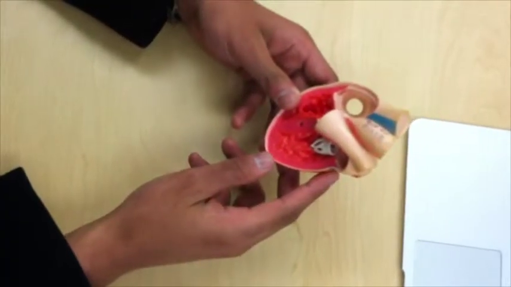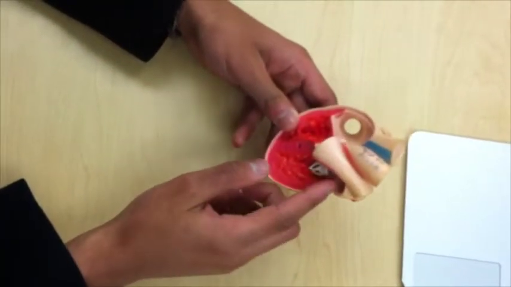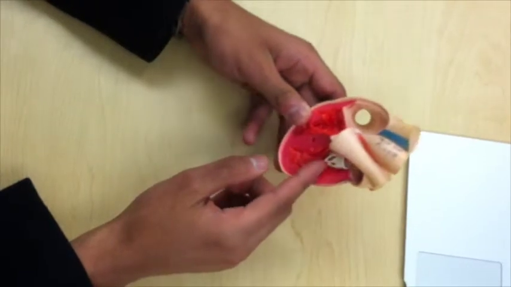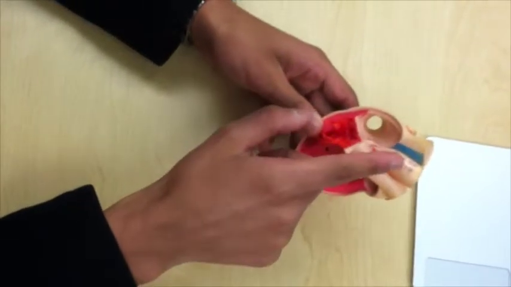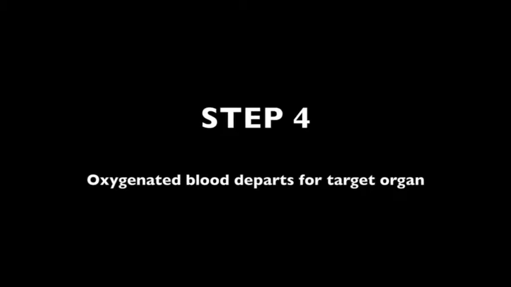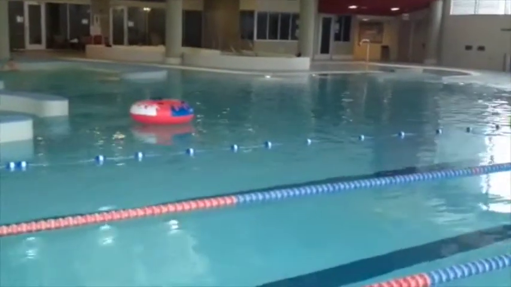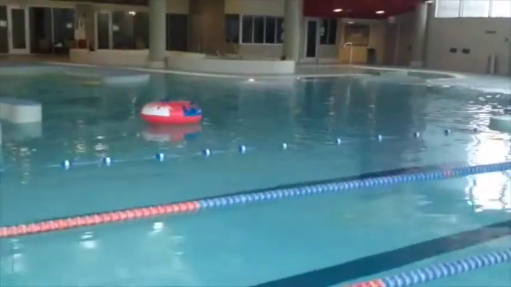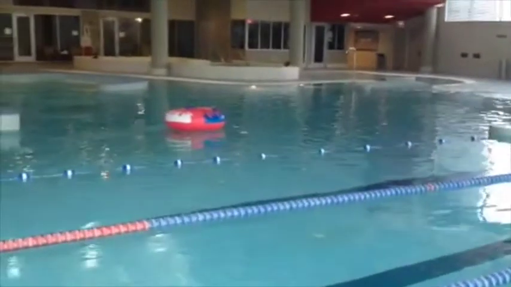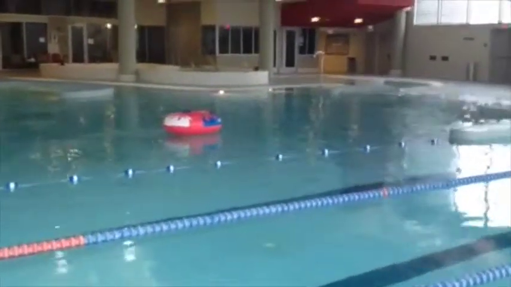Once the blood is oxygenated, it will return via the left atrium and then to the left ventricle and be sent out to the rest of the body via the aorta. The oxygenated blood will then travel down the aorta and branch off to an artery corresponding with its specific target organ. The target organ would be an area where oxygen is needed.